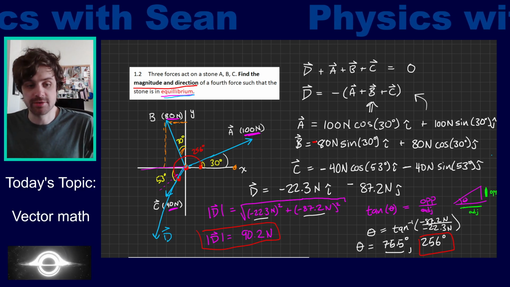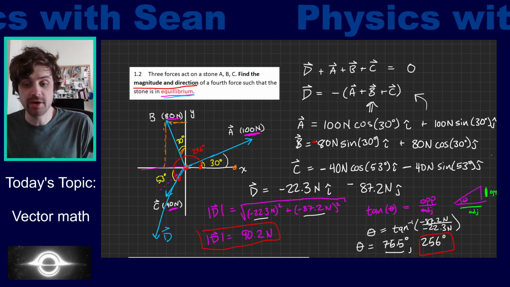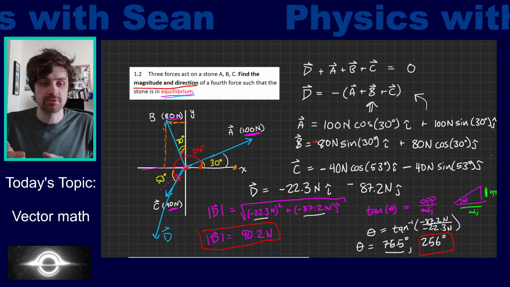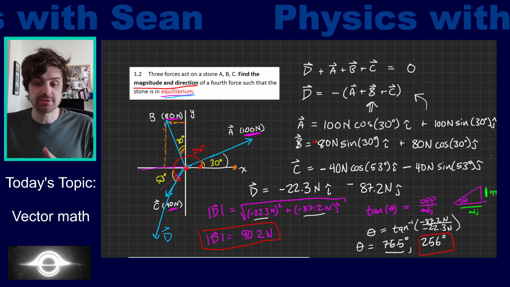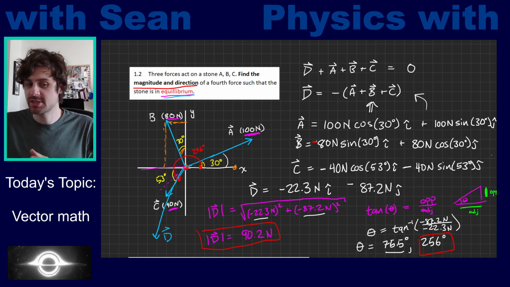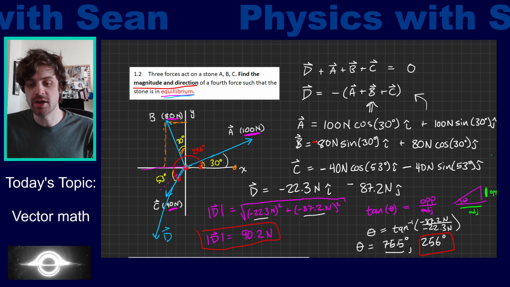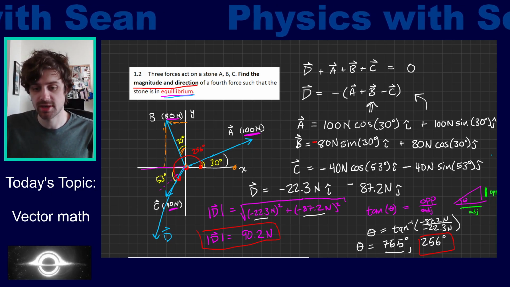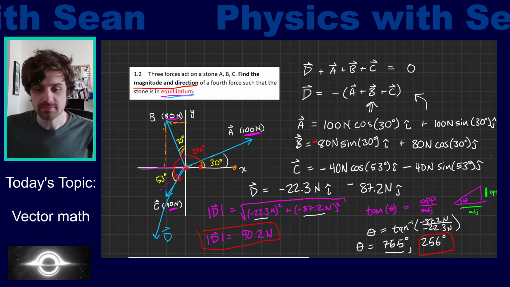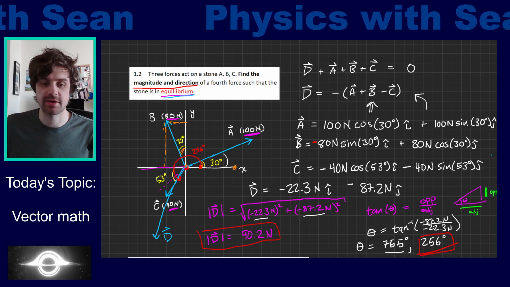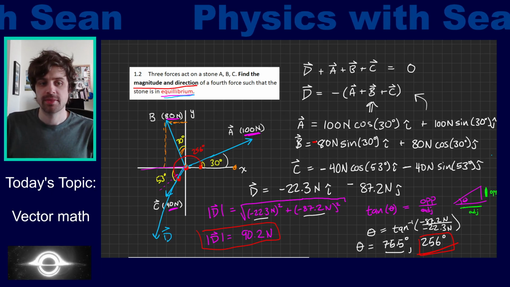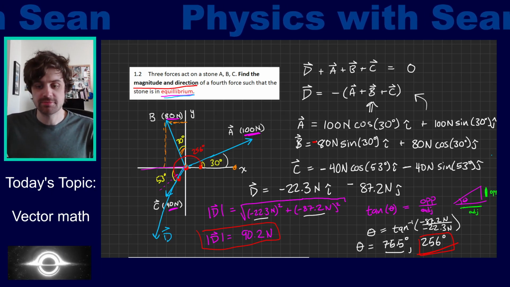And then the angle that that force is pointed in is 256 degrees, because we got two answers out of our inverse tangent, one of which didn't really make physical sense, but that's okay. That just helps us decide which one of these answers is the correct one. 256 degrees is our answer. And that's this problem. Pretty straightforward.